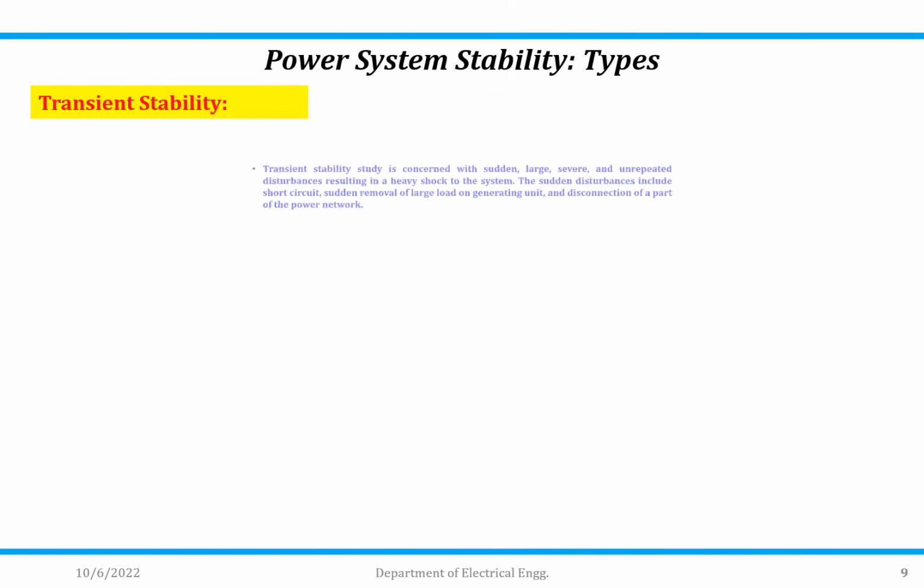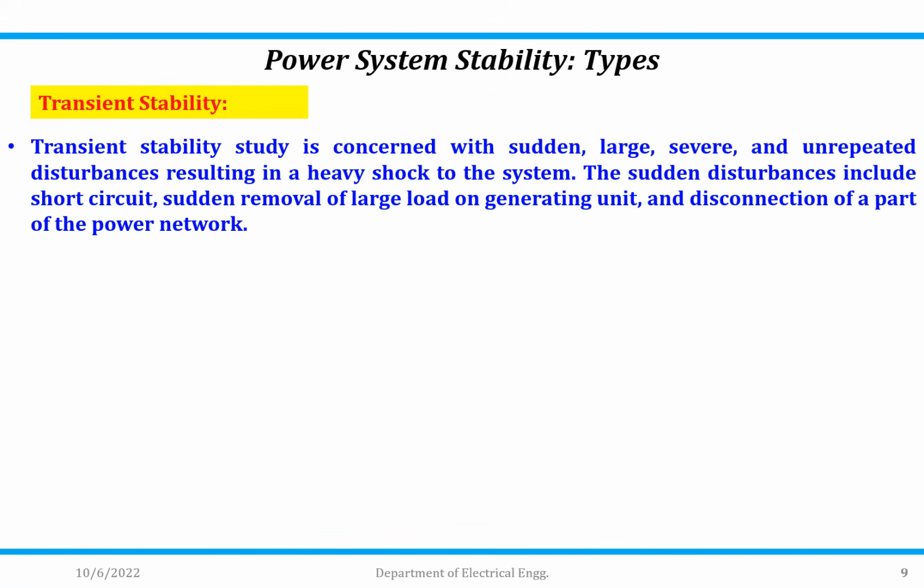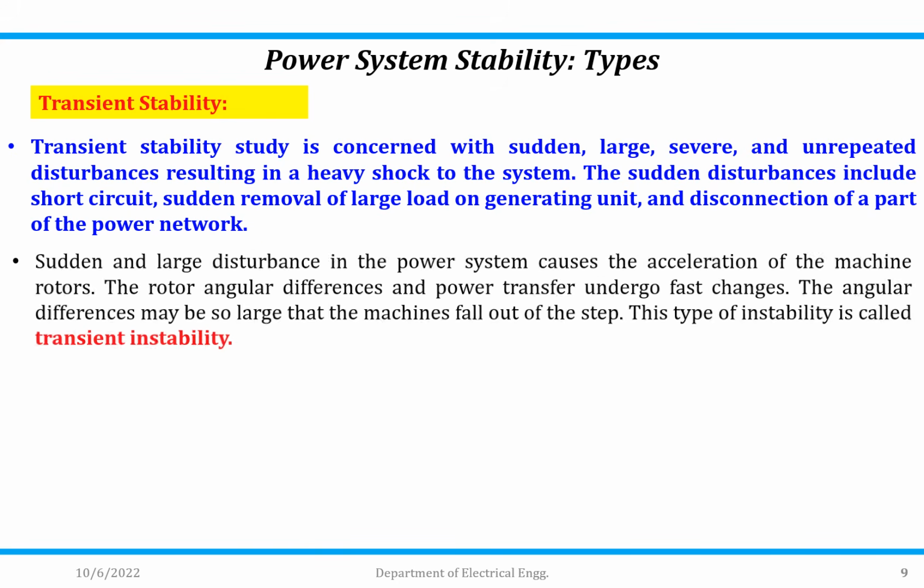The third type of stability is transient stability. Transient stability study is concerned with sudden, large, severe and unrepeated disturbances resulting in a heavy shock to the system. Sudden disturbances include short circuit, sudden removal of a large load on the generating unit, and disconnection of part of the power network.